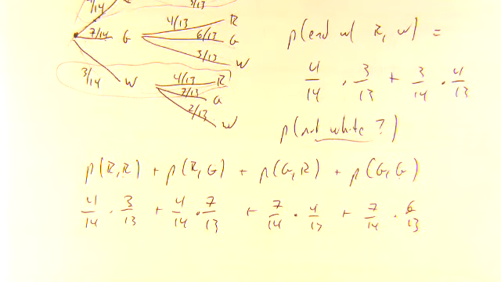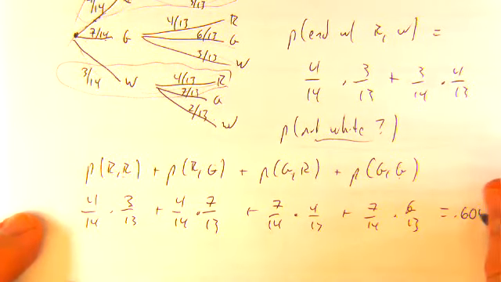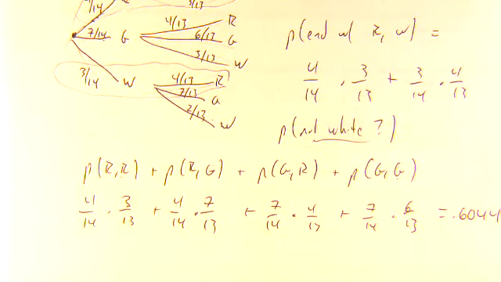And I think I actually did calculate that at some point. This is 0.6044. So 60.44% chance of not getting a white marble.